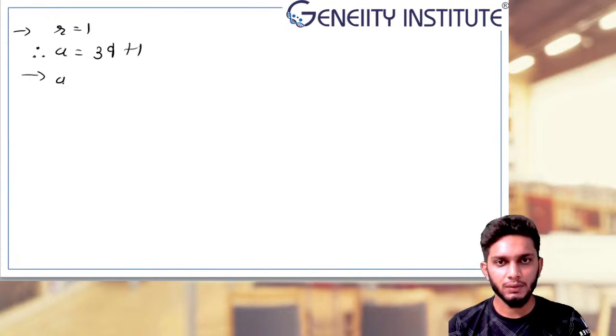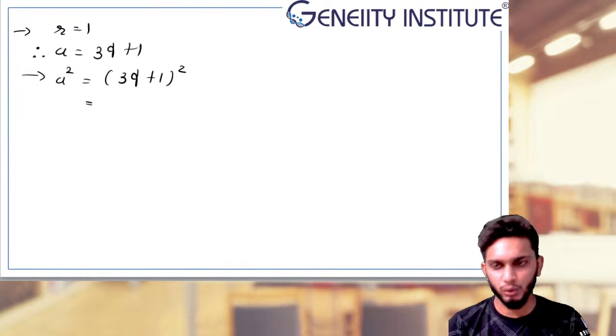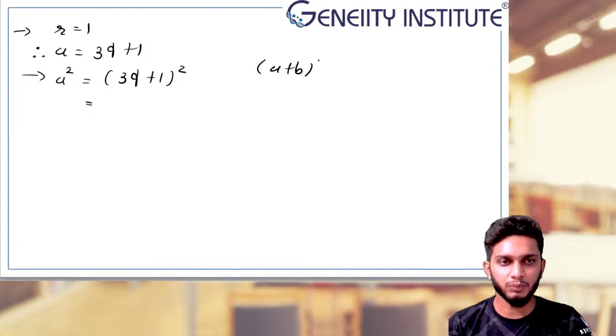Now a square is equal to (3q + 1) whole square. Here we can apply the identity (a + b) whole square. What is the answer of that identity? a square plus 2ab plus b square.